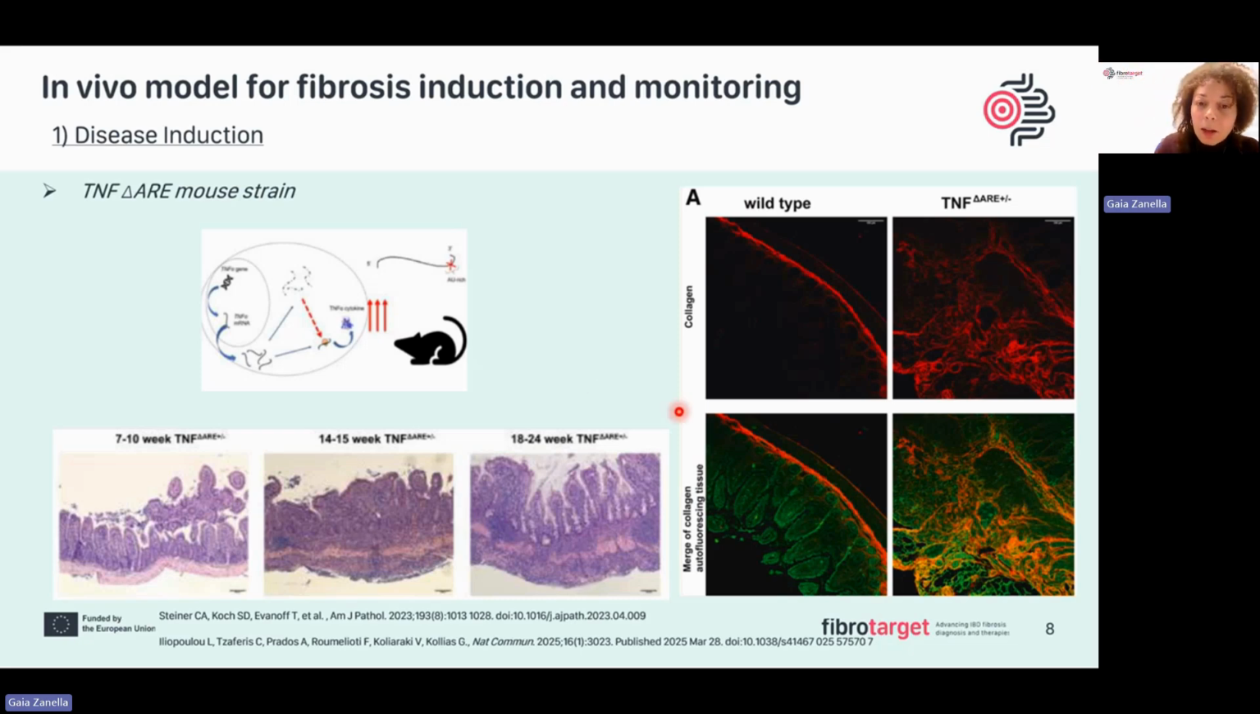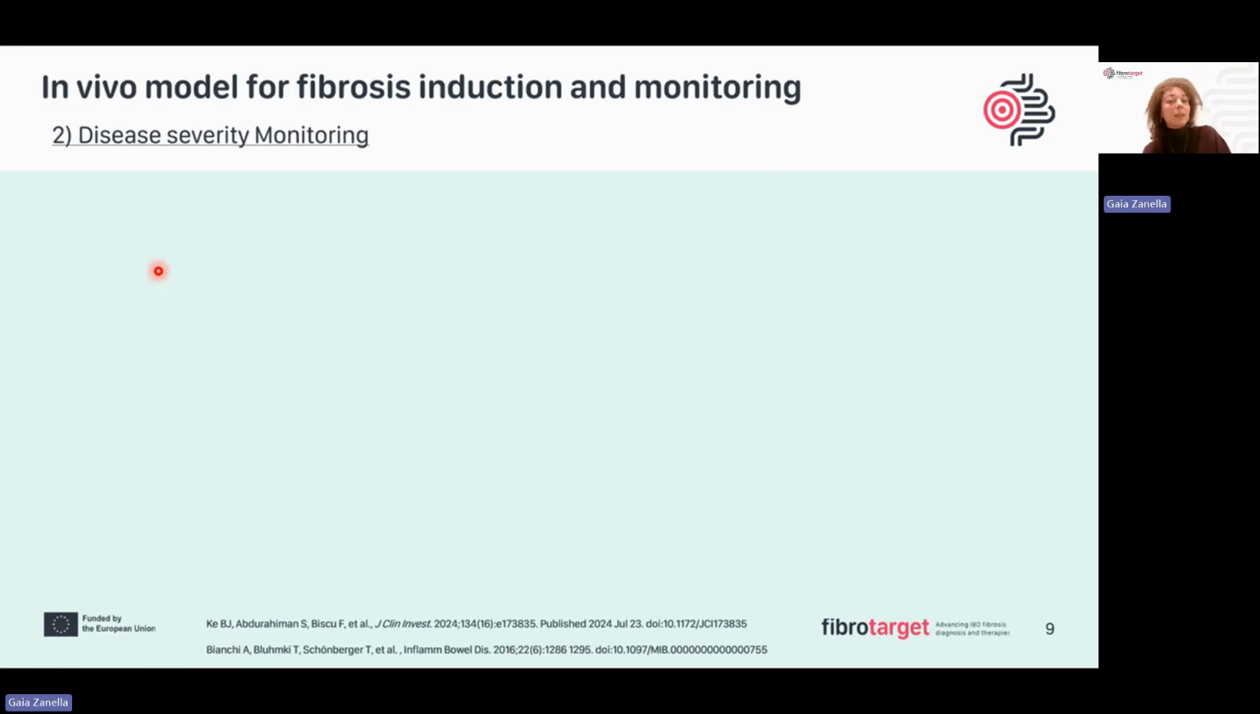And as we can see here, with H&E, we have thickening of the wall of the gut, and also we can see an increased deposition of collagen in TNF mice compared to the control ones. So then we will move on with the disease severity monitoring. This is not very specific for fibrosis, but it's still something that we have to do to monitor our mice.